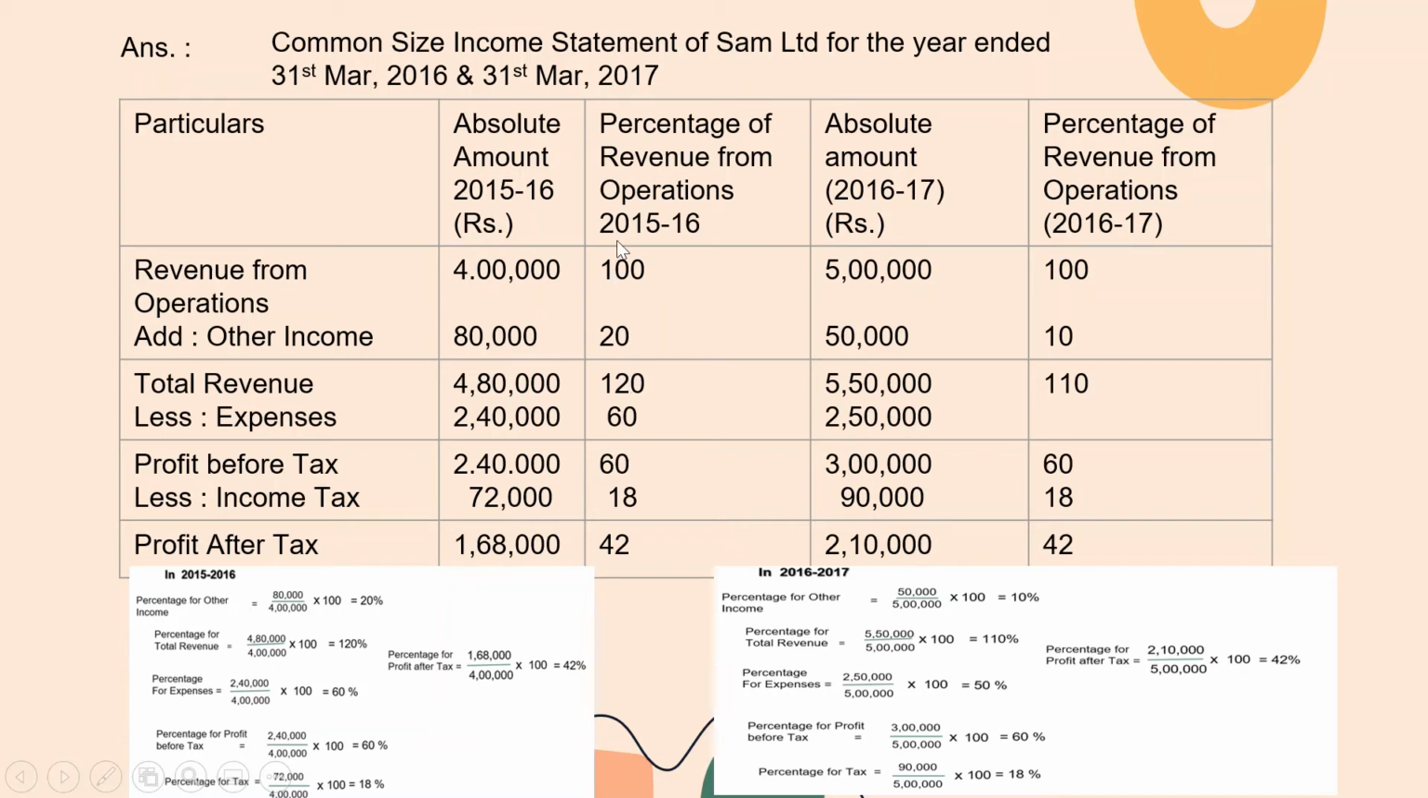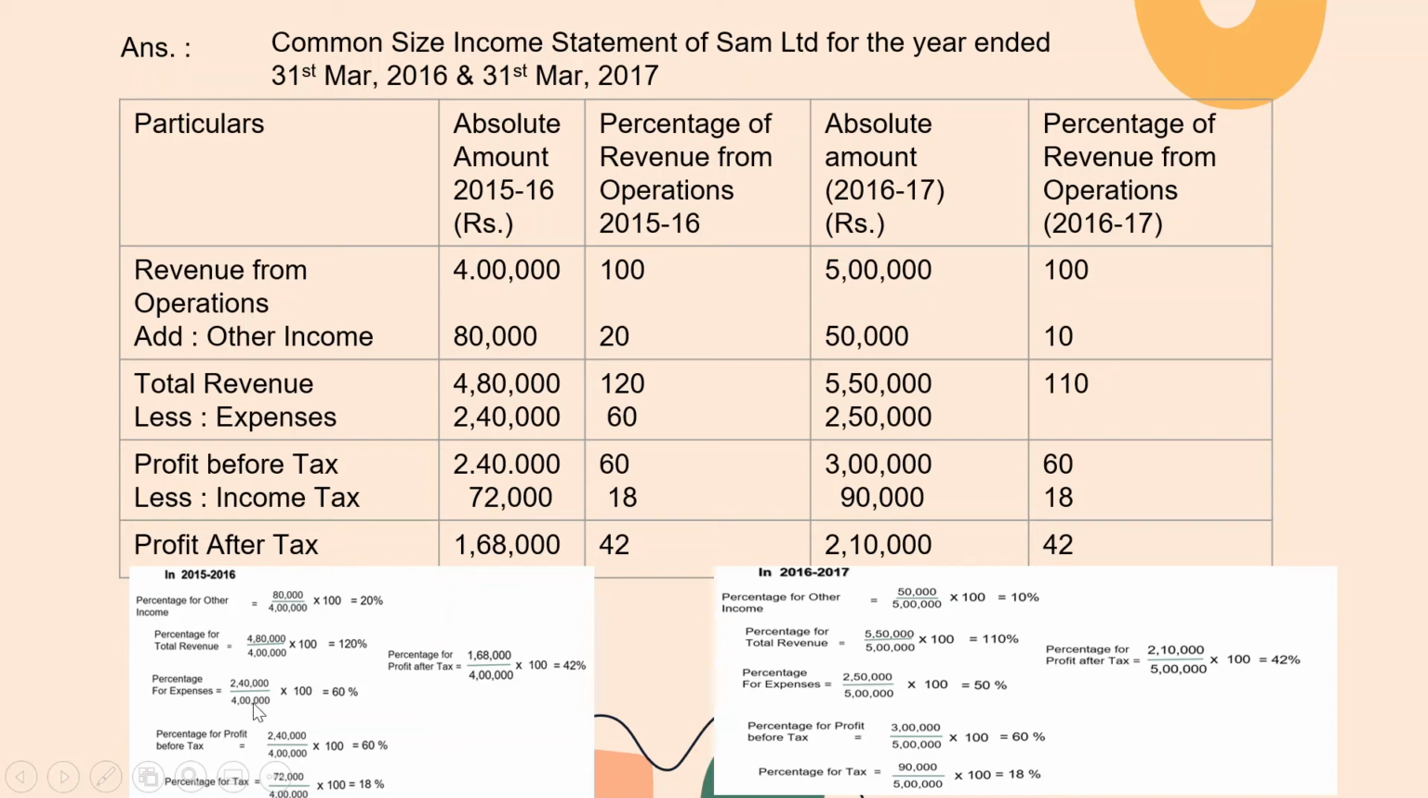Now you have to find the percentage of each item. So 4 lakh, you keep it as common base, so 100. So here 80,000 divided by 4 lakhs into 100 is 20. So when you add these two, you will get 120. So here 2,40,000 divided by 4 lakhs.